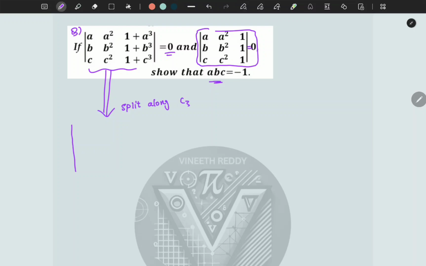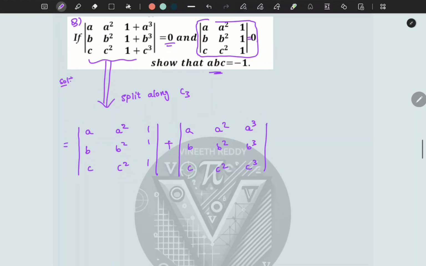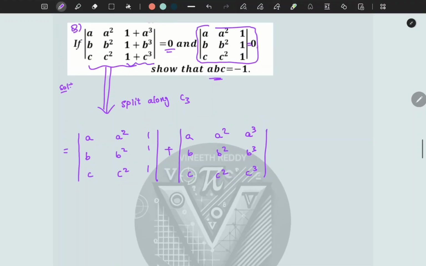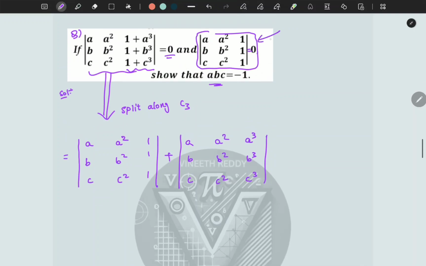along column 3, right? This is the solution. So how do we split it? That means column 1 will be remaining as it is, A, B, C. Column 2 also will be remaining as it is. Now column 3 we will be splitting like this. Again column 1 will be as it is, column 2 will be as it is. Here we will be getting A cube, B cube, C cube. I hope you understood this step, dear students. We are just splitting column 3, so we are breaking the determinant into two parts, right? Now what is given is this is given in the question.